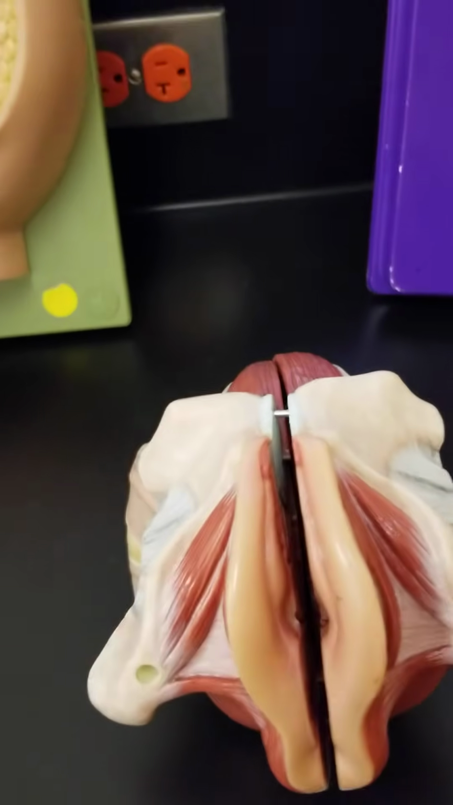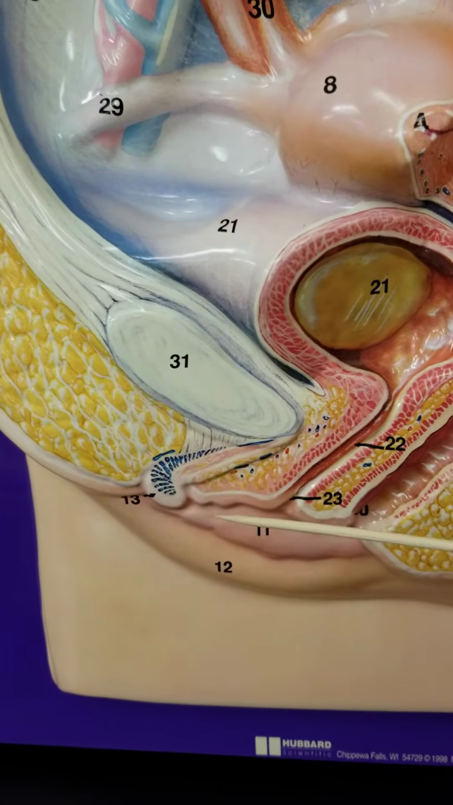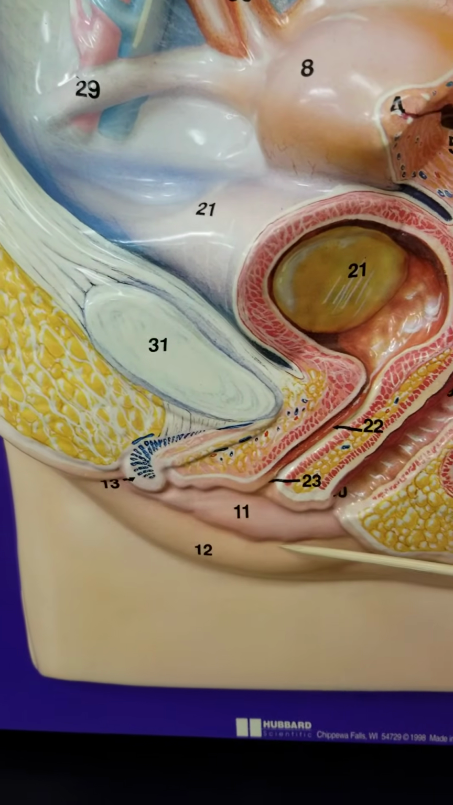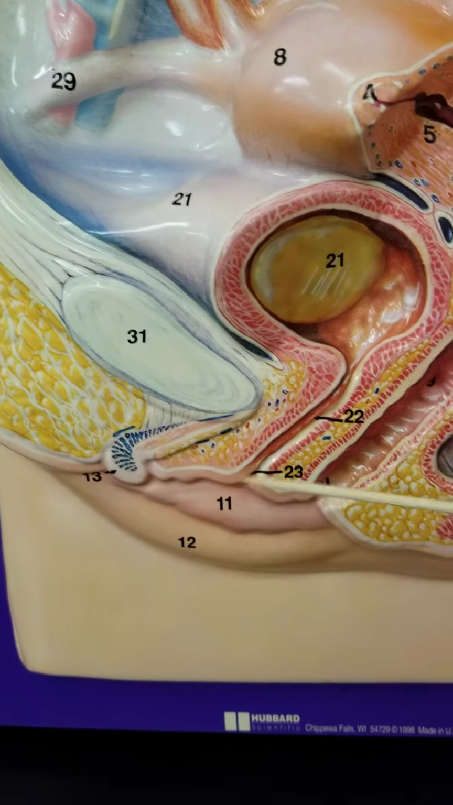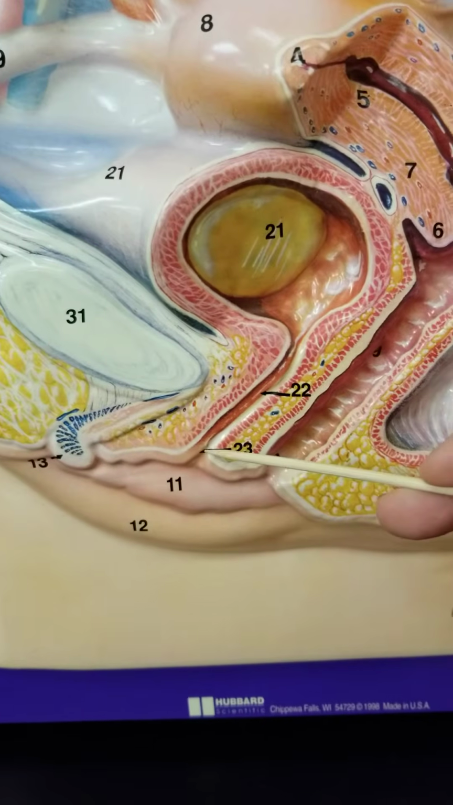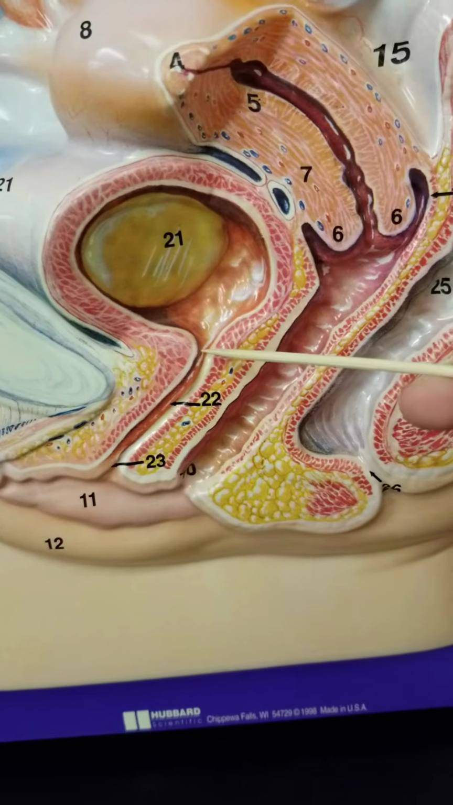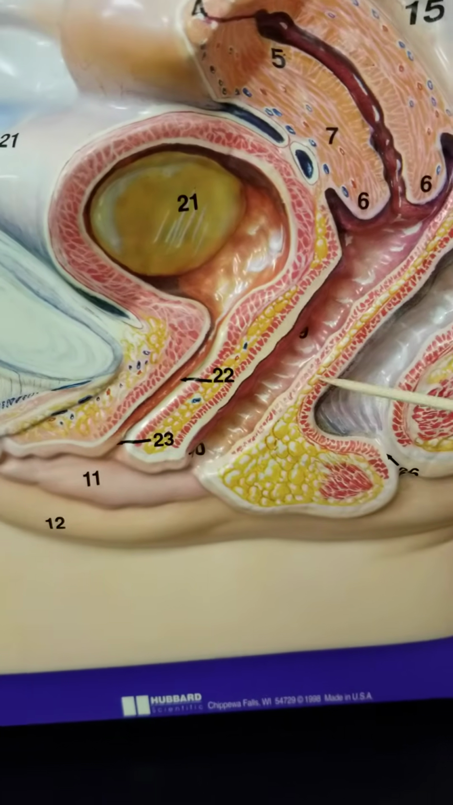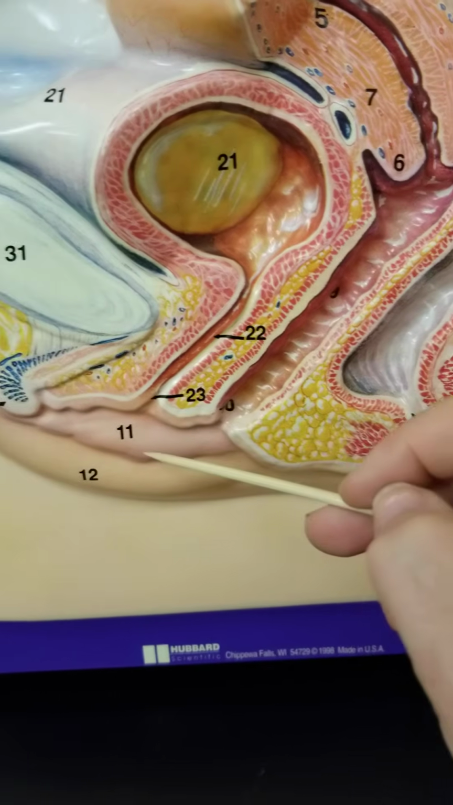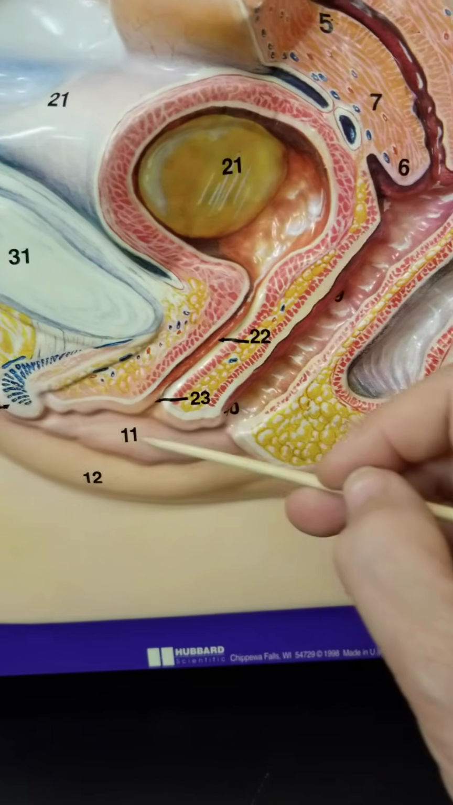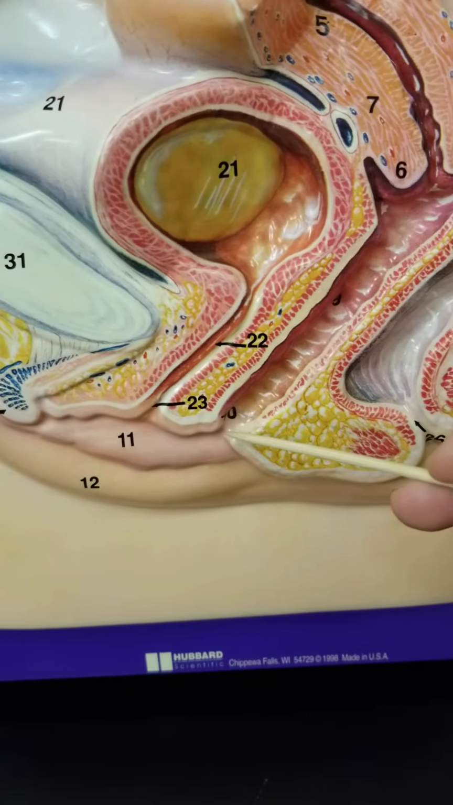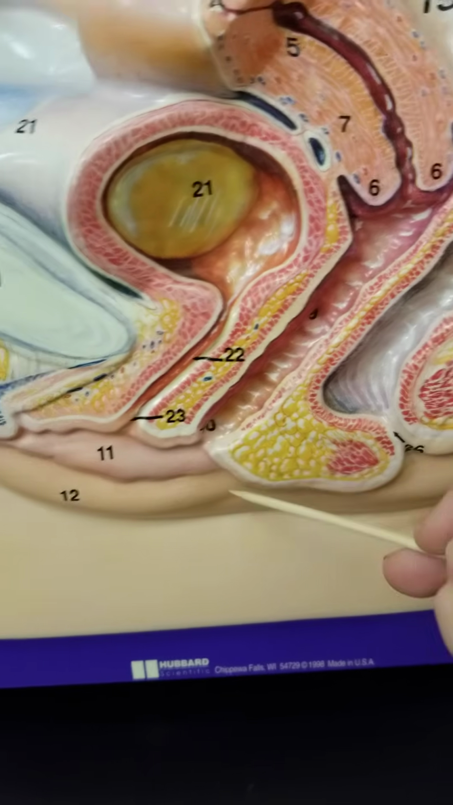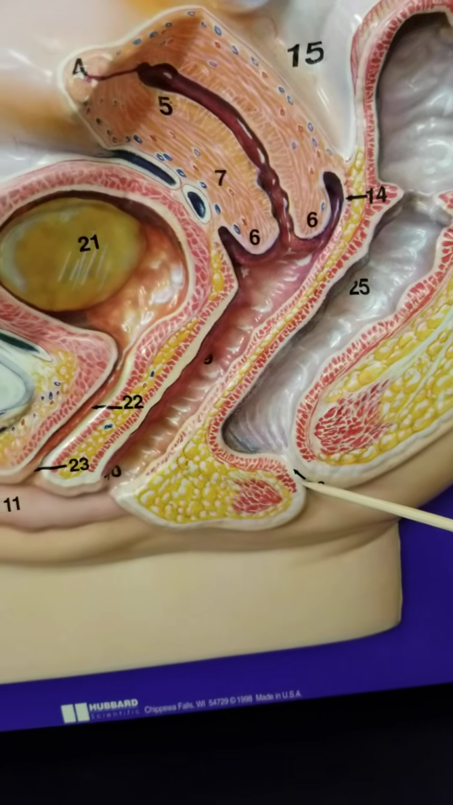Okay, so looking again, we have the clitoris, we have the labia minora, the labia majora, the urethral orifice. The external urethral sphincter for the female is here. The internal urethral sphincter for the female is here. The vaginal orifice, where we would have our greater vestibular bulb, would be along in here. The greater vestibular gland would put its output right about here. And then towards the back, we have the anus.